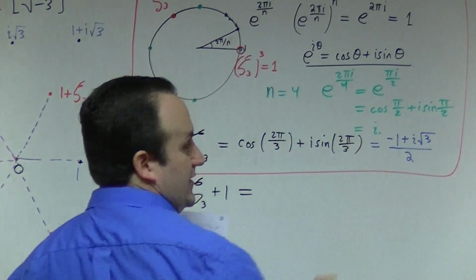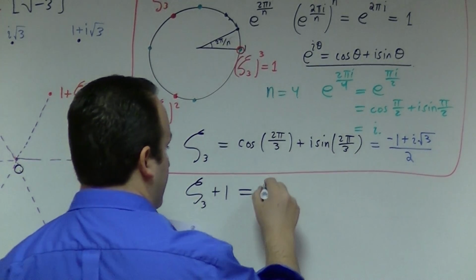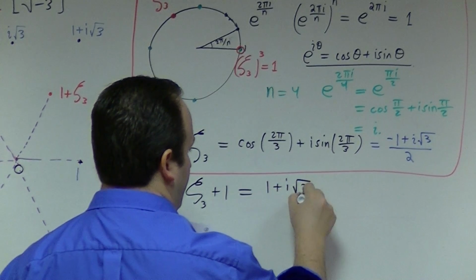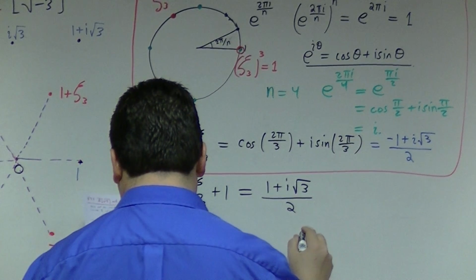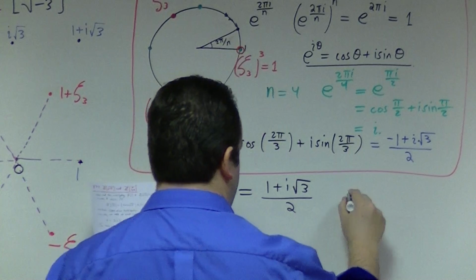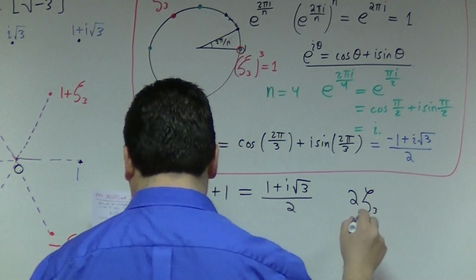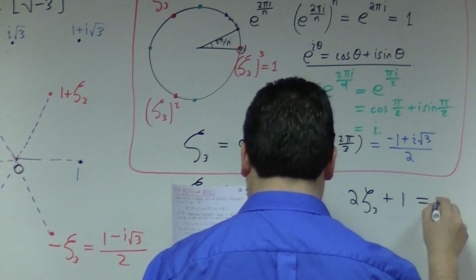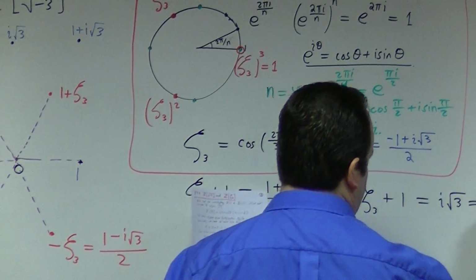If you add 1 to this, what do you get? 1 plus i root 3 over 2. So you can see then from that, 2 times ζ3 plus 1 is equal to what? i root 3, right? It's equal to the square root of minus 3.